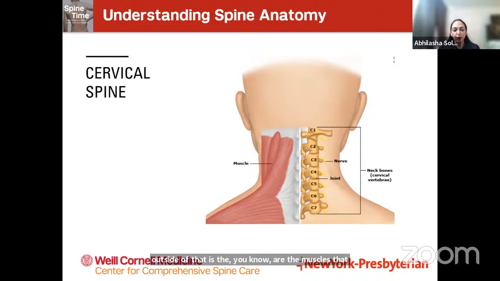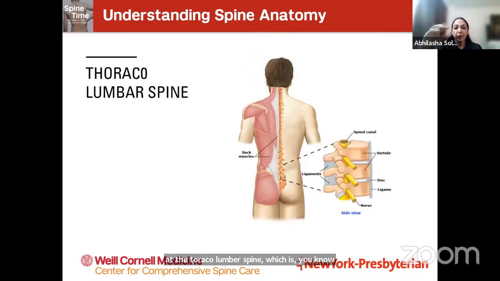Now, similarly, when we look at the thoracolumbar spine, which is the upper back, the middle back, and the lower back, we have the same structure. Vertebral bodies. In between the vertebral bodies, there is a disc. And at each level, you can see nerves come out of the spine. And once again, these are stabilized by ligaments that are present in the front as well as the back. And on top of the ligaments are the muscles.